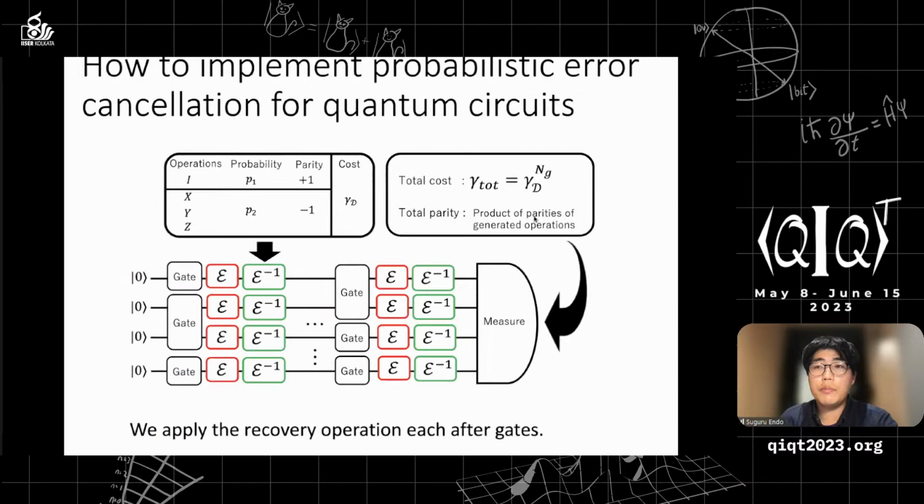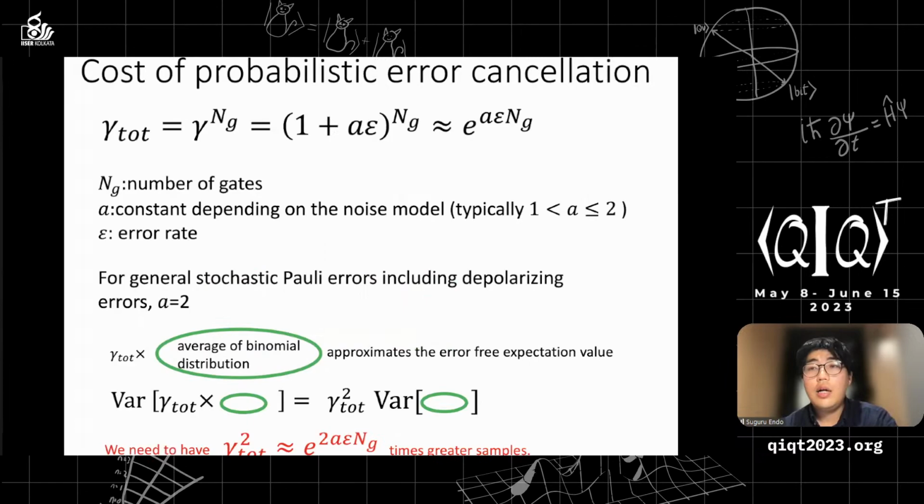Okay, and I'd like to explain the cost of the error mitigation, probabilistic error cancellation. The cost of probabilistic error cancellation is exponential. As I said, the overhead coefficient of probabilistic error cancellation is the product of each cost.